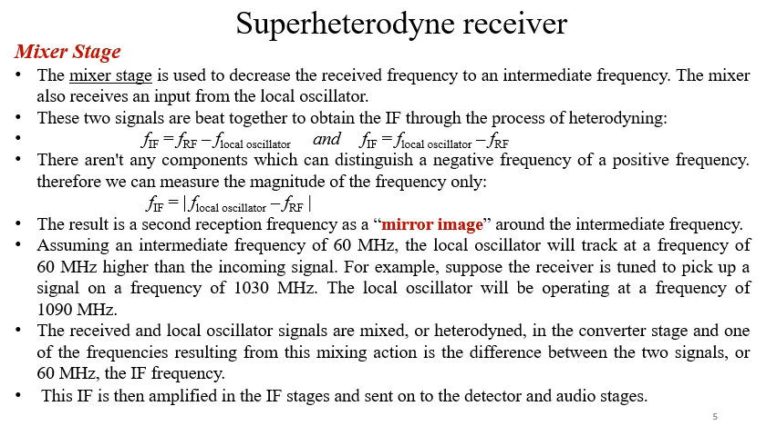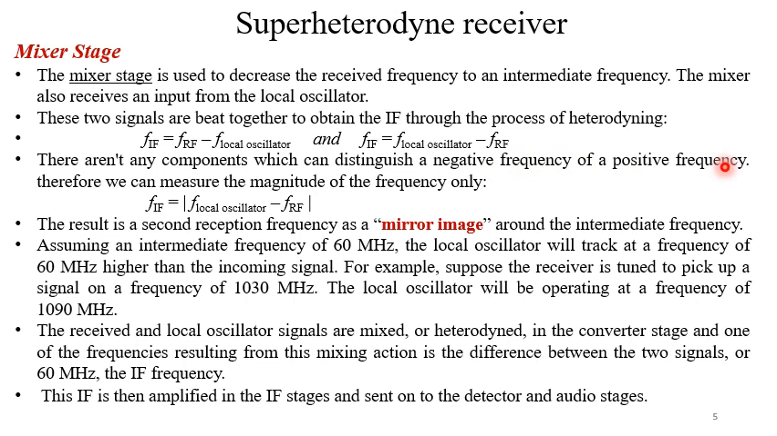Now we will consider the mixer stage. The mixer stage is used to decrease the received frequency to an intermediate frequency. The mixer also receives an input from the local oscillator. These two signals are beat together to obtain the IF through the process of heterodyning. So F_IF equals F_RF, the incoming signal, minus the local oscillator frequency, and F_IF is also equal to the frequency of the local oscillator minus the frequency of RF, because it is the difference between these two.